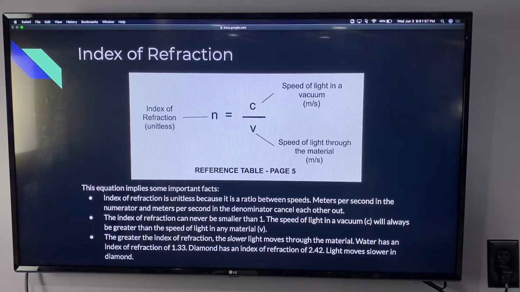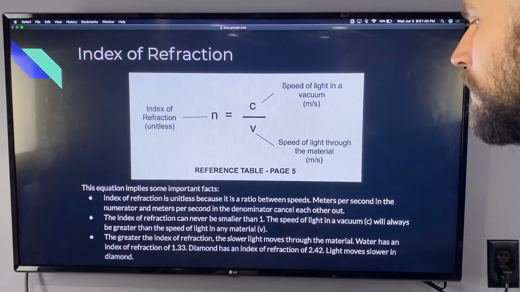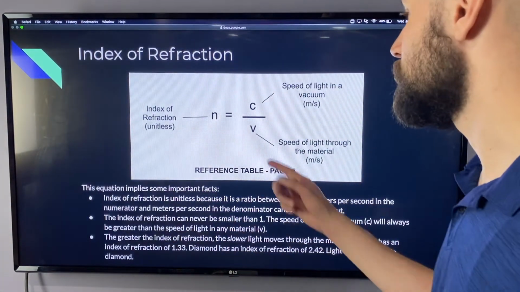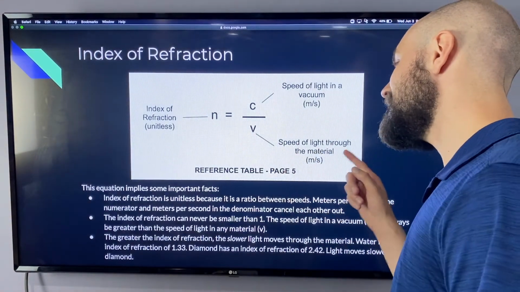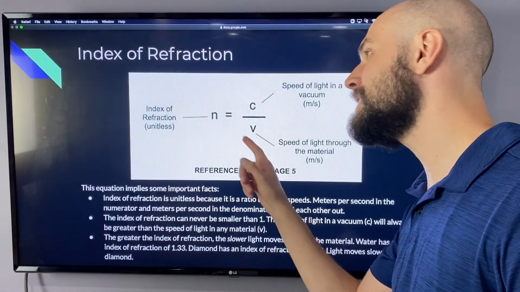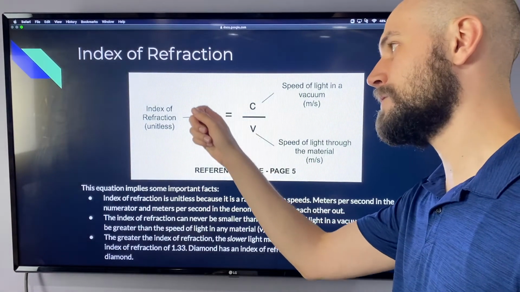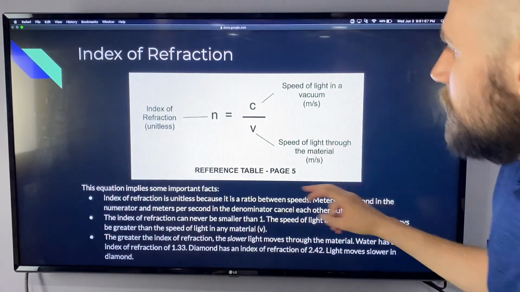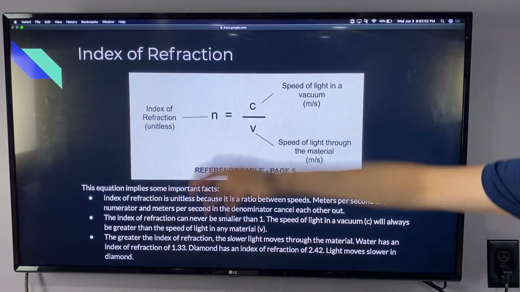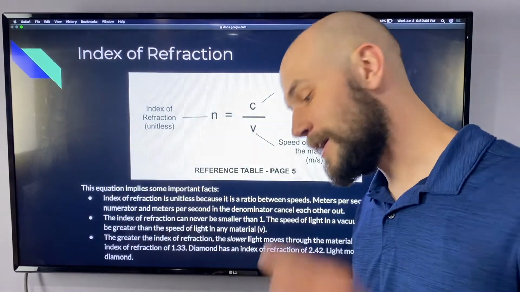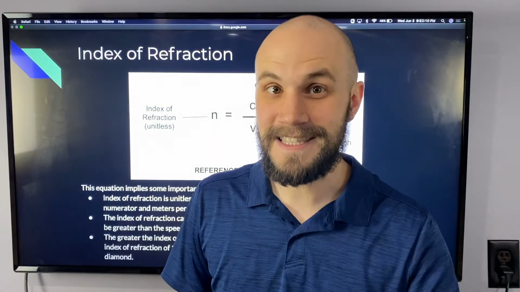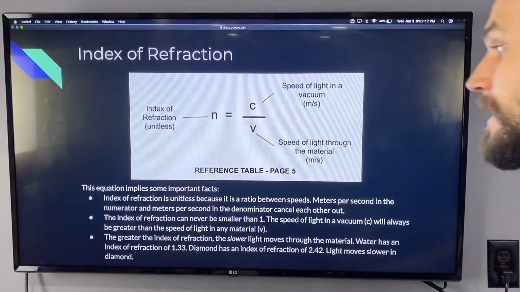The index of refraction can never, ever be smaller than 1. 1 will be the lowest index of refraction based on the definition, because the fastest that light can travel is at the speed of light, c. So if we put the fastest speed here, as we increase the denominator, we'll decrease the index of refraction. But the fastest speed here that we could put in is c, and c divided by c would be 1. So you'll never see an index of refraction lower than 1. If you're doing calculations and you end up with an index of refraction less than 1, go back, check your work, because that can't be the case.